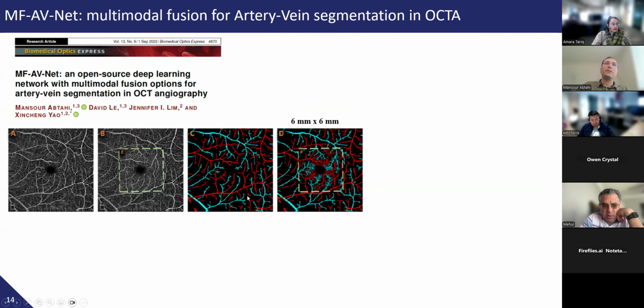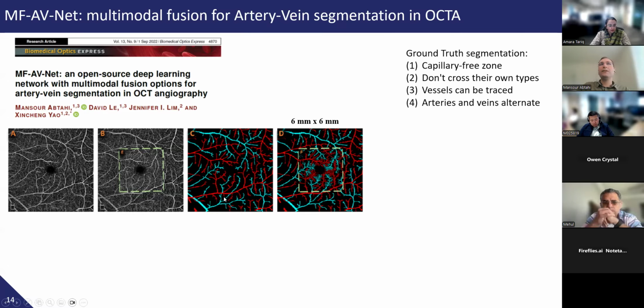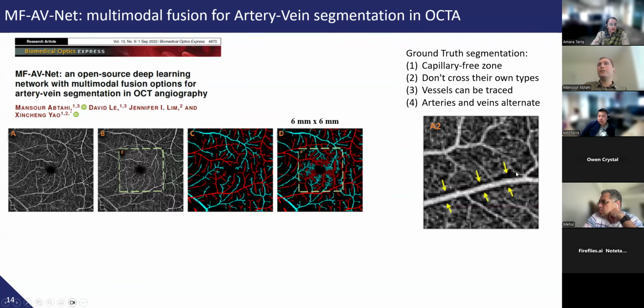We generated several ground truth images for the data set that we had. We had a data set of 3 millimeter by 3 millimeter images. For the ground truth generation, we had several criteria to detect which one is an artery and which one is a vein. One of the main criteria is the capillary-free zone around the arteries and around the veins. As you can see in this image, there are some hollow areas adjacent to the vessels.